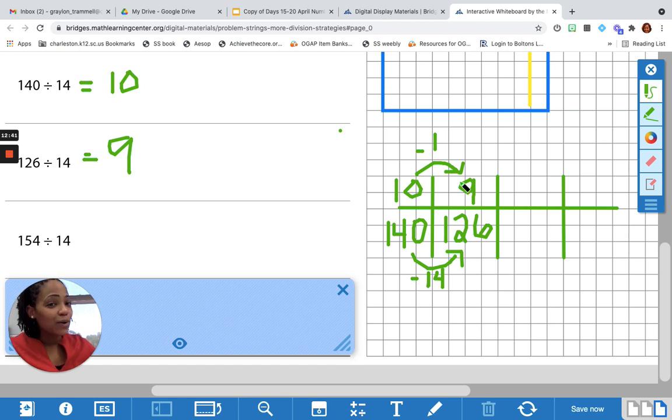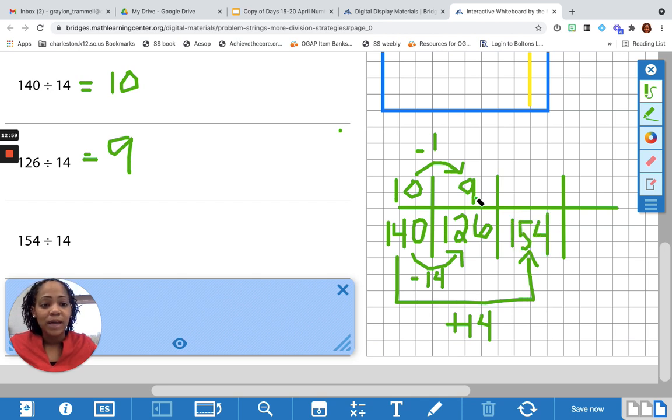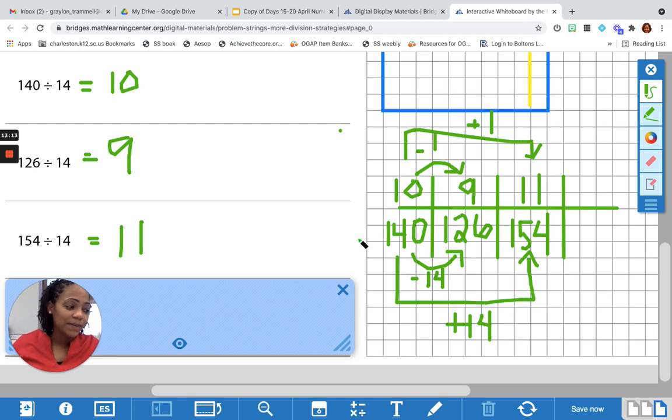However, we know that in each package there are 14 items. And hopefully you recognize that 140, this time I'm going to add 14 instead of taking 14 away. That would give me 154. Well, how many boxes am I adding if I'm adding 14? I'm just adding one box. And 10 plus 1 is 11. So 154 divided by 14 is indeed 11.